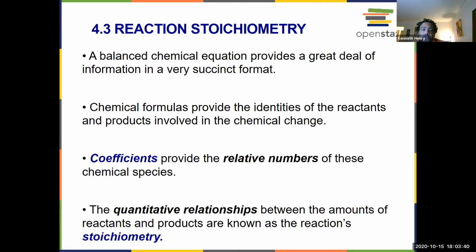Okay. So now stoichiometry allows us to use those quantitative relationships once we have a balanced equation. So for instance, if I know how much reactants I'm going to need, I can calculate how much of a product I can make. Or if I know how much reactants I have, I can use that to calculate how much products I can make.